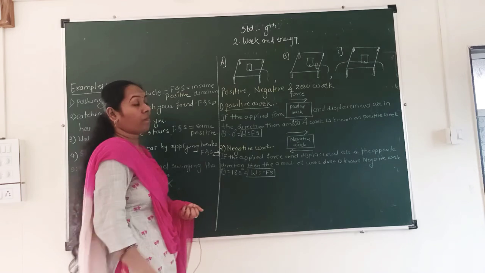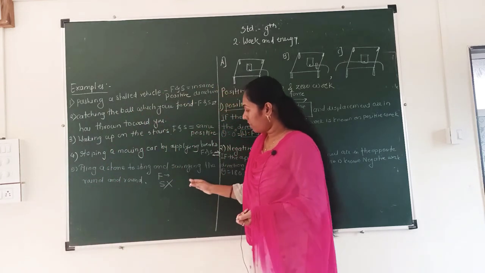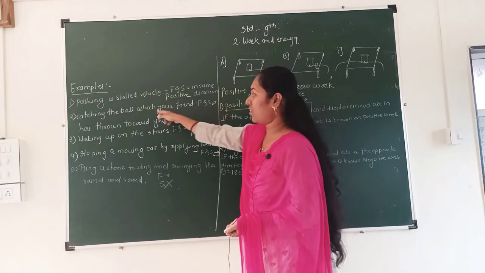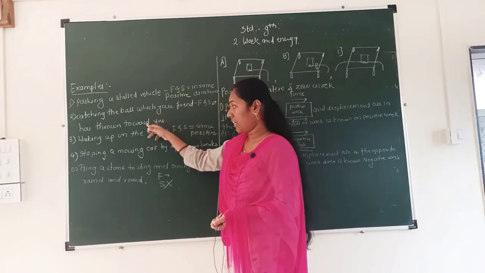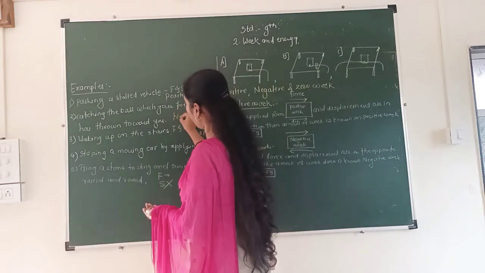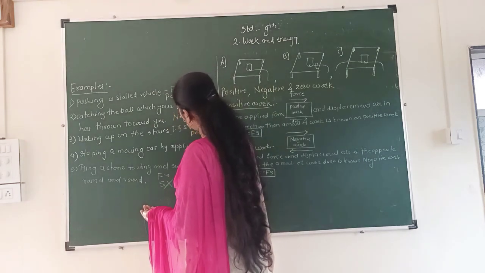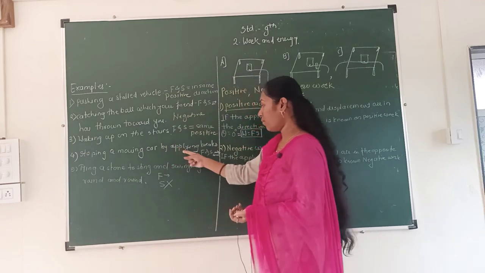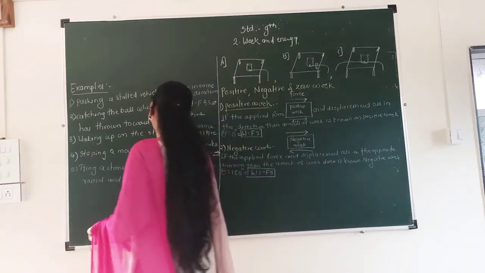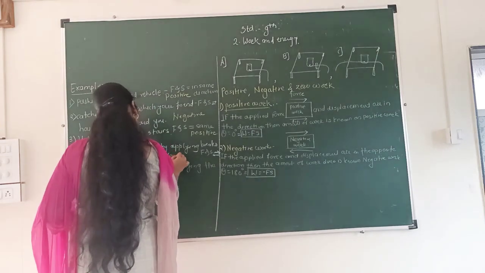Now, which examples are negative work? Those with the opposite direction. Catching the ball which your friend has thrown towards you is an example of negative work. And also stopping a moving car by applying brakes is also an example of negative work.